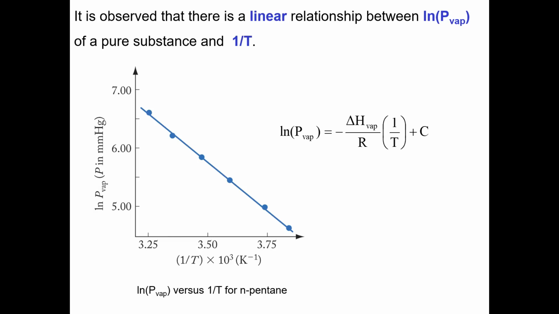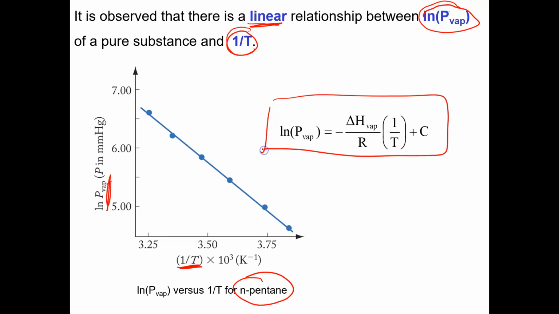So it works out that there is a linear relationship between the log of the vapor pressure of a liquid and the inverse of its temperature when the temperature is expressed in Kelvin. And this is a graph showing that here. So we have log of vapor pressure versus 1 on the temperature in Kelvin for a substance called pentane, which is a liquid hydrocarbon. So the exact relationship, it turns out, is this.